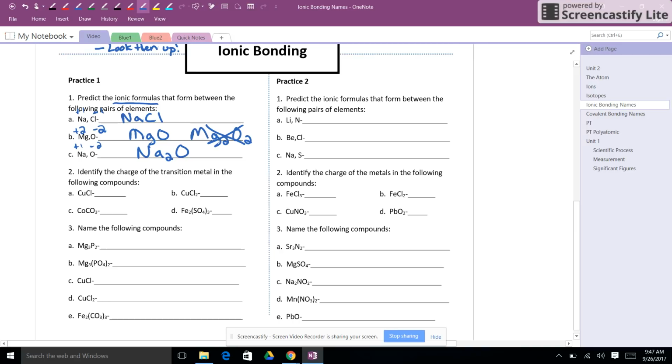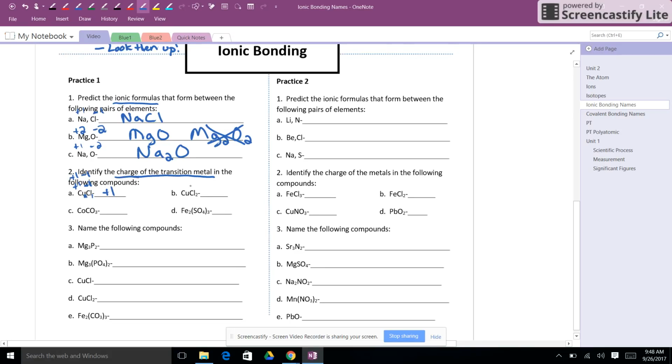Okay, down below, identify the charge of the transition metal in the following compounds. Now, when you're trying to find the charge of the transition metal, I want you to always start with what it's with. So in this first example, the copper ion is with a chlorine ion here. Chlorine is a -1. There's one of them in the compound. 1 times -1 is -1. The opposite of -1 is +1. And there's 1 copper in this compound, so 1 divided by 1 is +1. So this copper has a +1 charge.